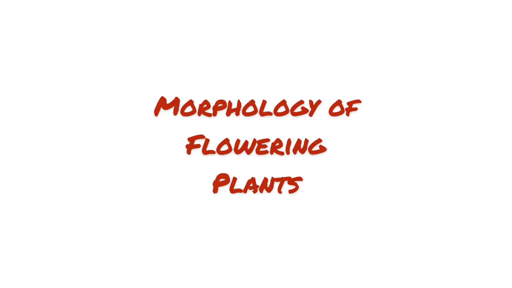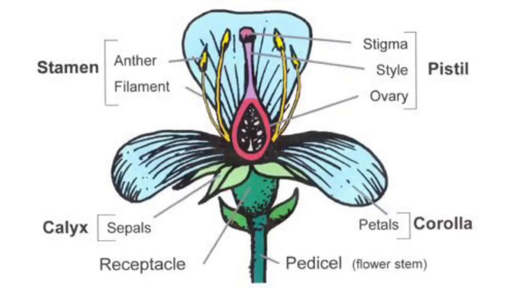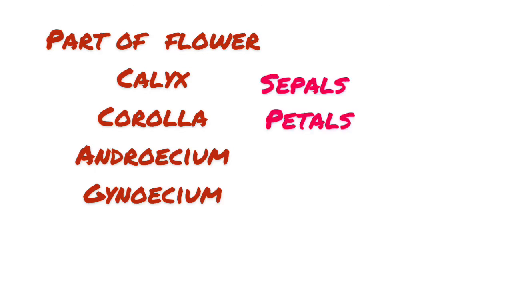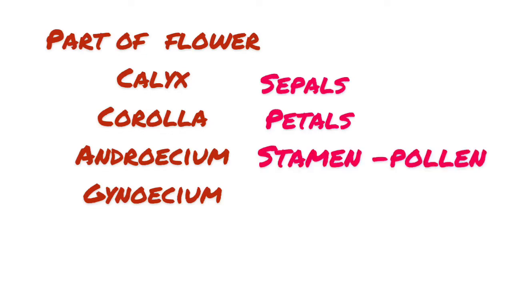Morphology of flowering plant. A flower has four most important parts: calyx, corolla, pistil and stamen. The pistil is the female part, also called gynoecium, and the stamen is the male part, called androecium. That means the calyx is made up of sepals, the corolla is made of petals, the androecium is the male part, the stamen, that produces pollen grain, and the gynoecium is the female part, made up of carpel, that produces ovum.